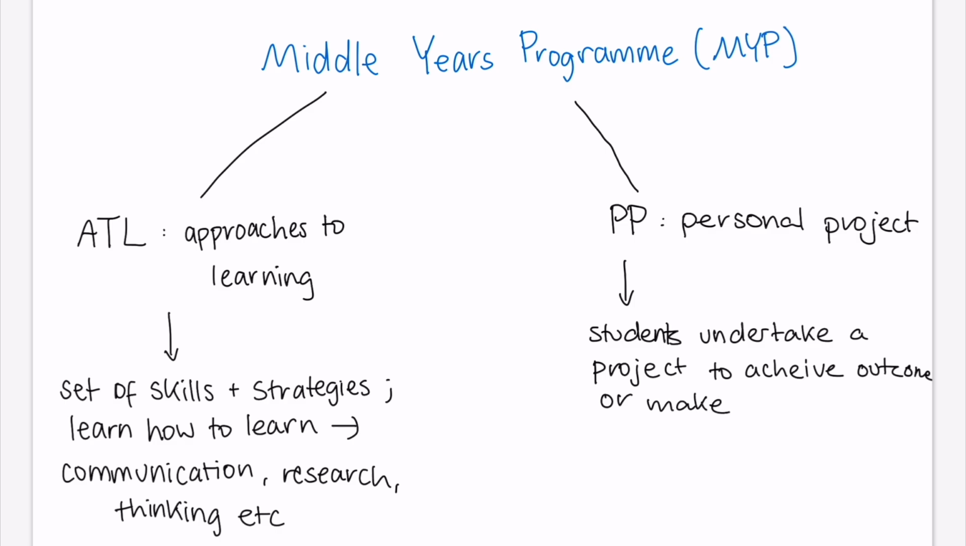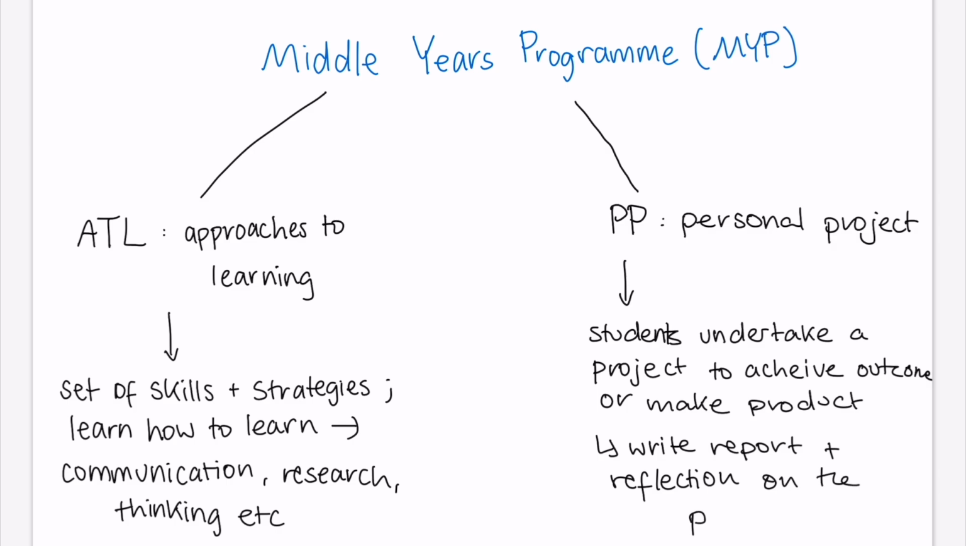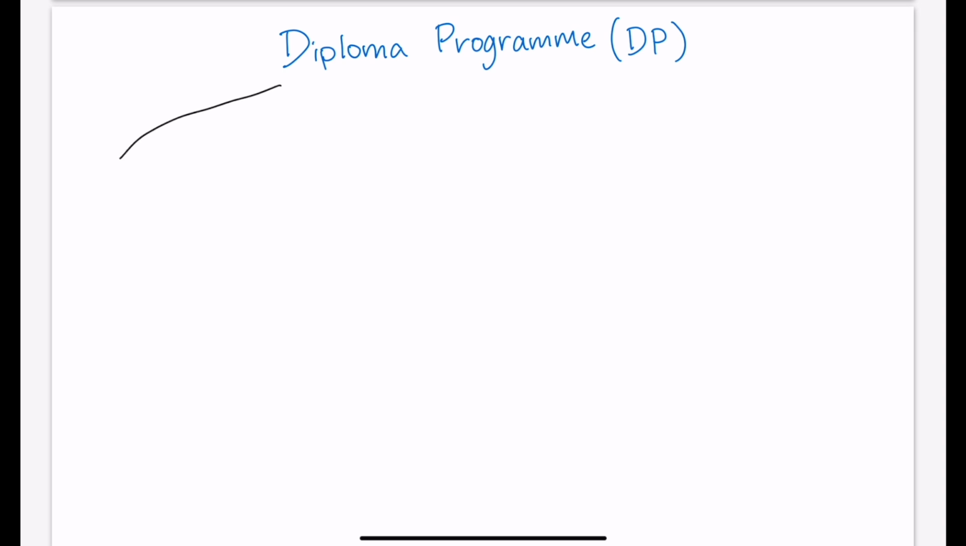This project itself must be accompanied by a written report and a reflection of the process, and the entire class, once they finish the personal project in grade 10, typically holds a personal project exhibition where they showcase their projects to other teachers, parents, and those in the rest of the MYP. The PP is marked internally within the school, and then all of the scores are taken and shared to the IB.